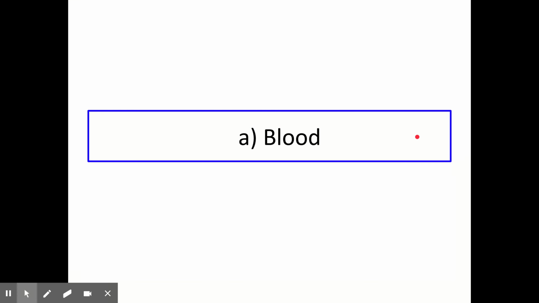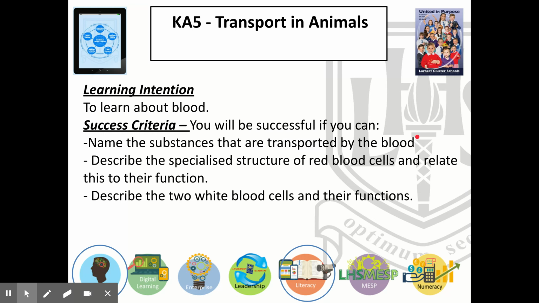So the first part of transport systems that we're going to cover today in animals is the blood. Our learning intention for this part is to learn about the blood, and hopefully by the end of the lesson you'll be able to name the substances that are transported by the blood, describe the specialised structure of red blood cells and relate this to their function, and describe the two white blood cells and their functions as well.